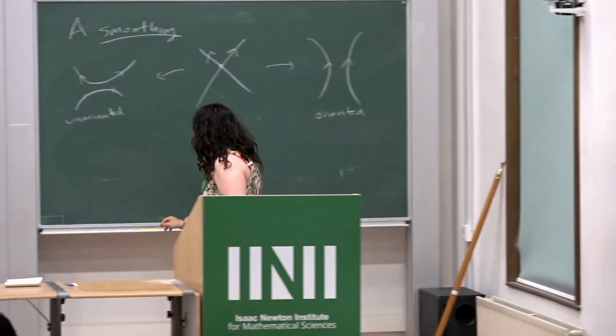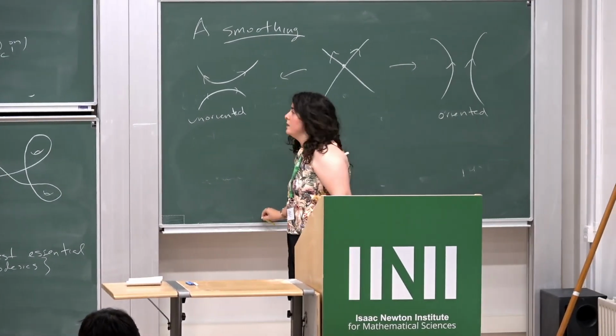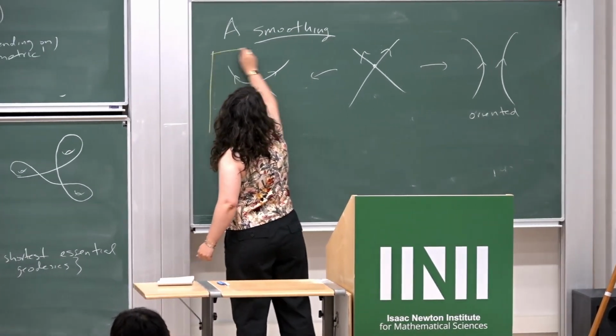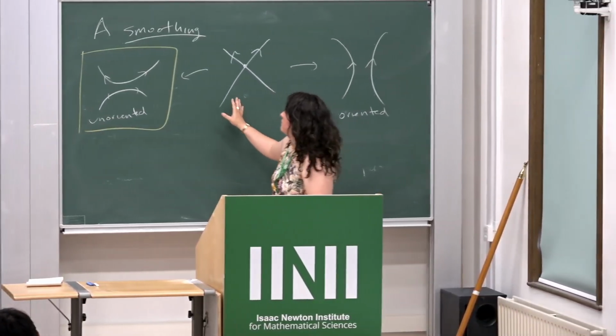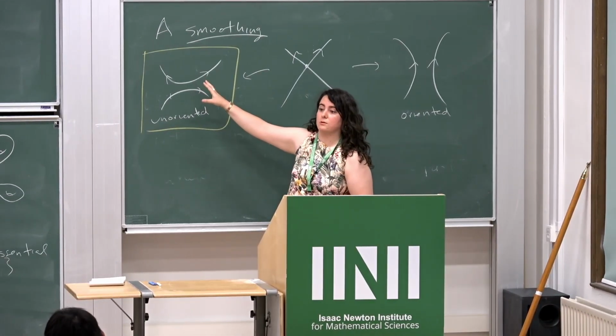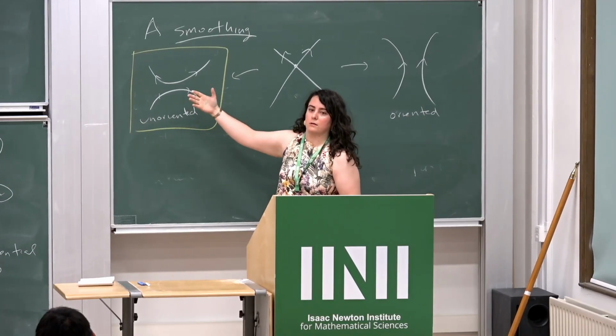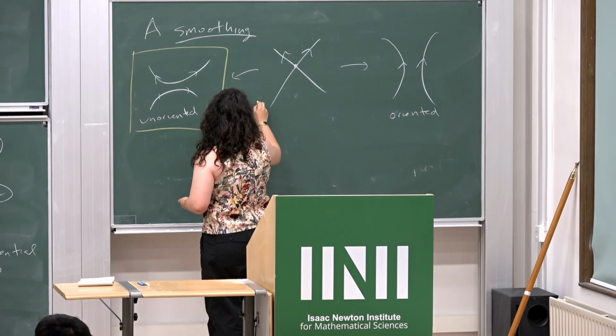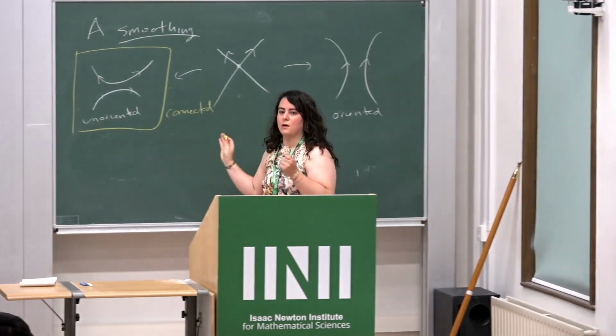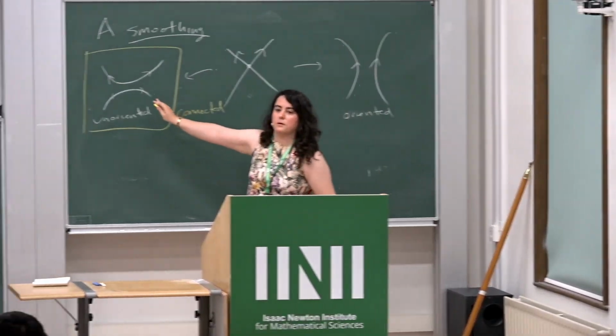And it's a fact, an easy exercise if you like, that this operation always gives you something connected. The result of performing the operation that doesn't respect orientations is a connected thing. It's a curve again. So this is connected. And for the rest of this talk, when I say a smoothing, I mean this operation.